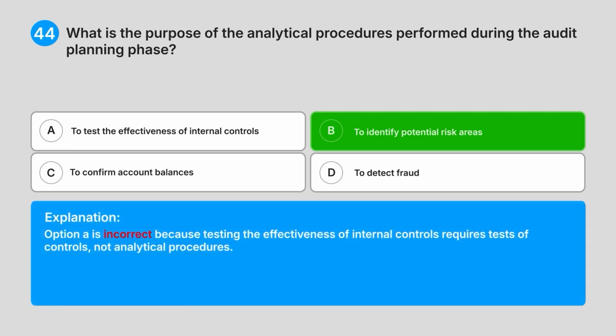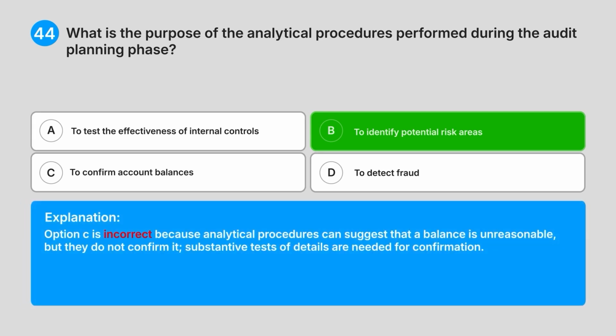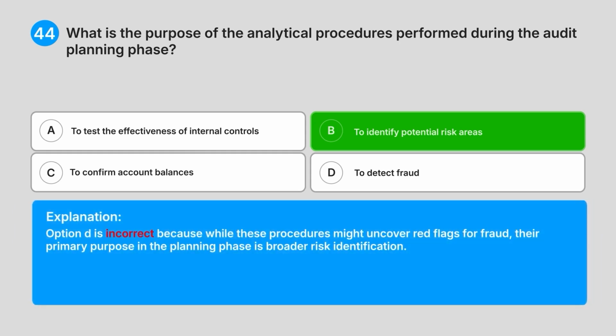Option A is incorrect because testing the effectiveness of internal controls requires tests of controls, not analytical procedures. Option C is incorrect because analytical procedures can suggest that a balance is unreasonable, but they do not confirm it. Substantive tests of details are needed for confirmation. Option D is incorrect because while these procedures might uncover red flags for fraud, their primary purpose in the planning phase is broader risk identification.